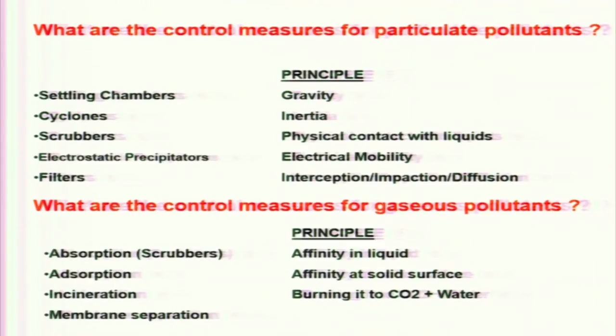Okay, so this is just a brief summary of the principles that are used for control of pollutants in the gas stream. If it is large particles, then we can use settling chambers, and I'll get into the details of this. This is the principle, this is the equipment. This is for particulate matter, and this is for gases. Okay, we'll go over it now.